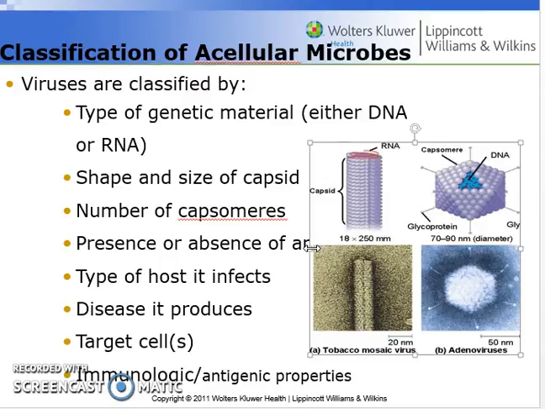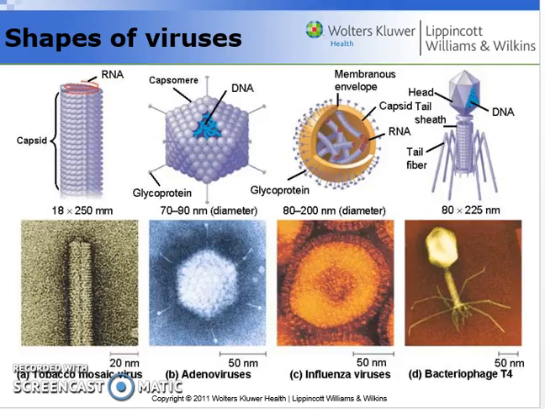Diseases that are produced, cells that are targeted, and then any antigenic properties or immunologic properties, which basically means what properties does the acellular microbe or virus in this case have to allow it to evade the immune system. So all of that is really important information that helps us to classify different viruses.